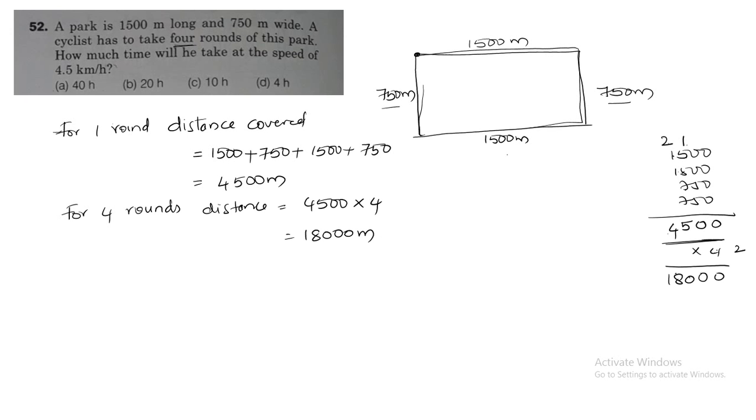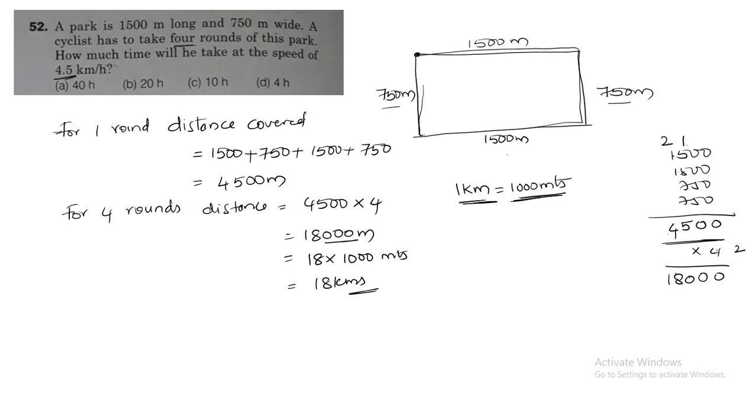But here the speed is given in kilometers per hour. That means we need to convert this 18,000 meters into kilometers. So already I know 1 kilometer is equal to 1000 meters. Now from this, this is nothing but 18 into 1000 meters. So instead of 1000 meters, I can write 1 kilometer. So this becomes 18 kilometers. So we got the distance.